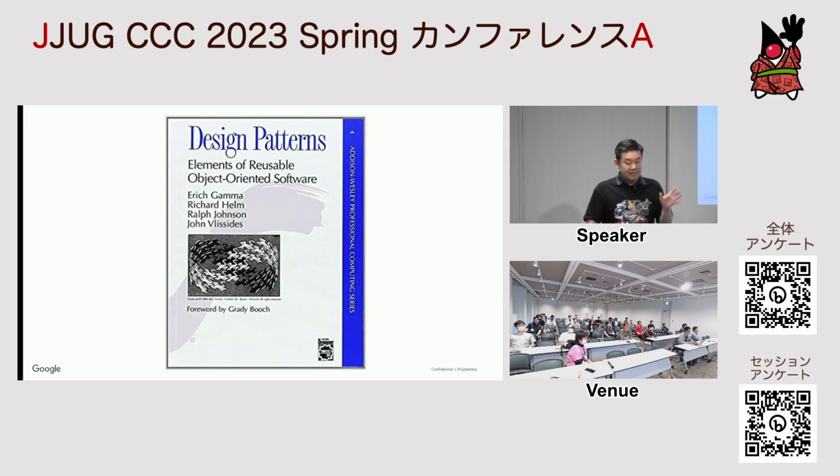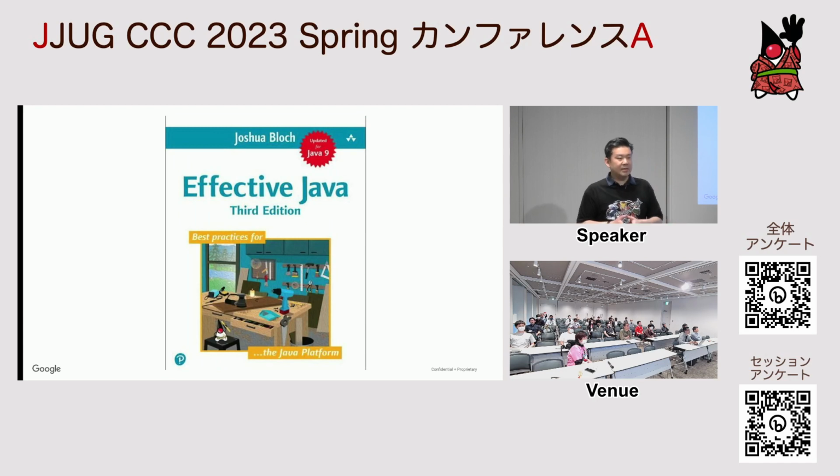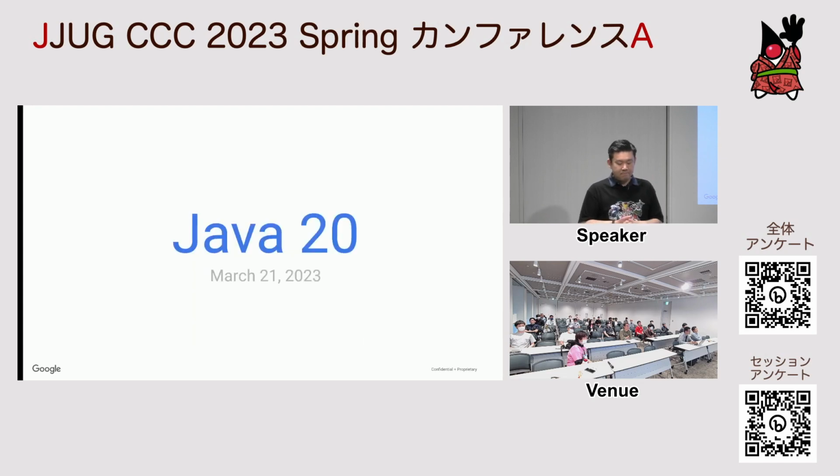And some of the ideas that I took for this talk are also coming from domain-driven design. At least one pattern is coming from this book. And of course, other ideas are also coming from the book Effective Java. Java 20 was launched on March 21st, 2023.